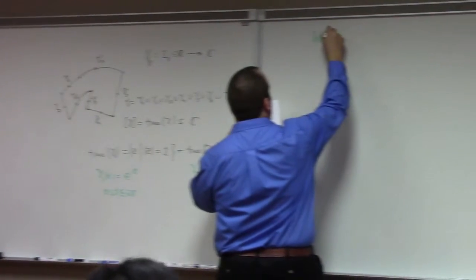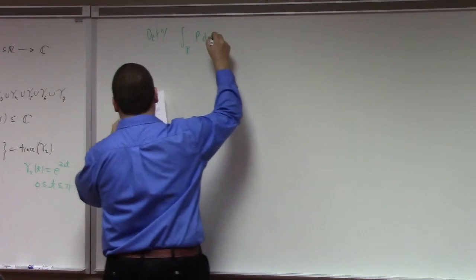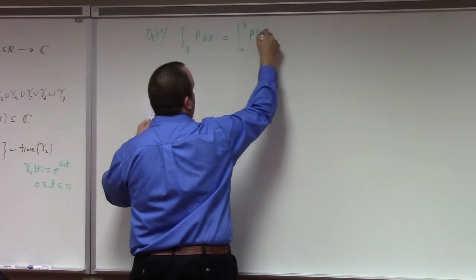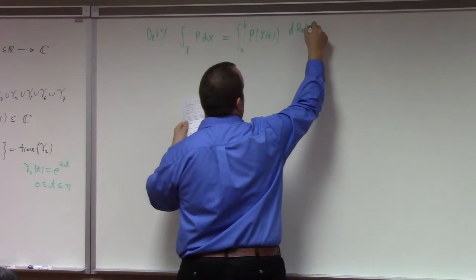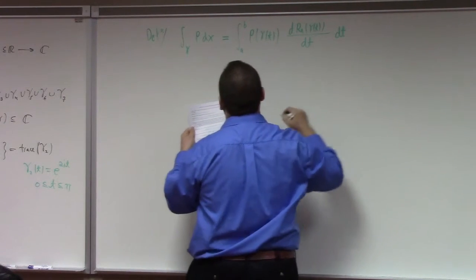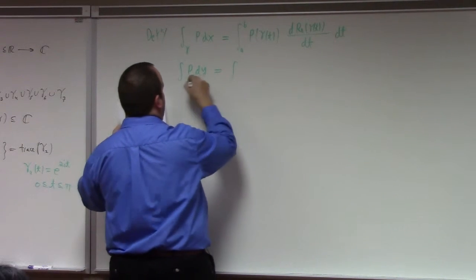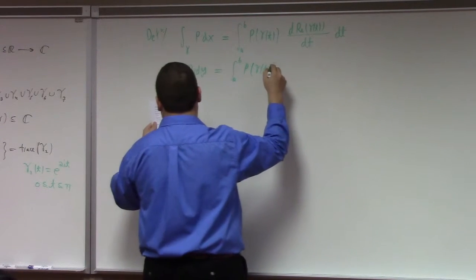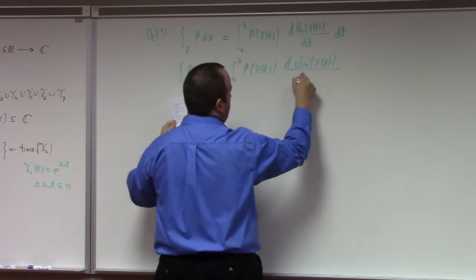Definition. The integral over a curve gamma of p dx is equal to the integral from a to b of p of gamma of t times the derivative of the real part of gamma of t, dt. The integral over gamma of p dy is the integral from a to b of p of gamma of t times the derivative of the imaginary part of gamma of t, dt.